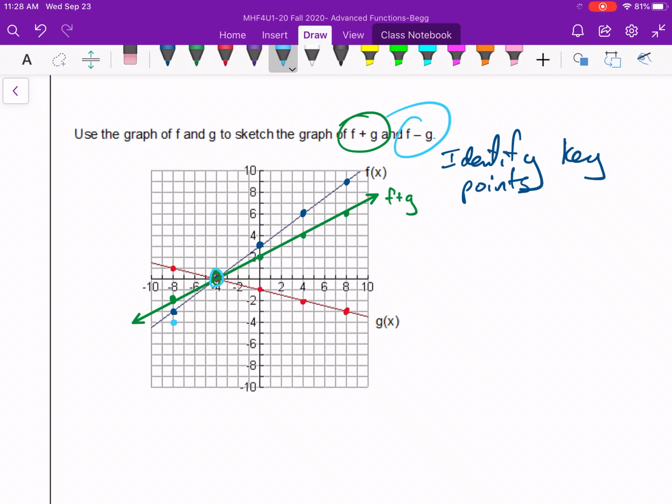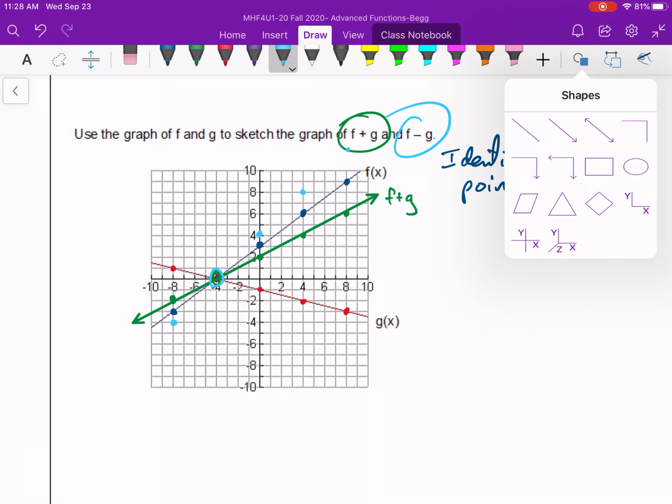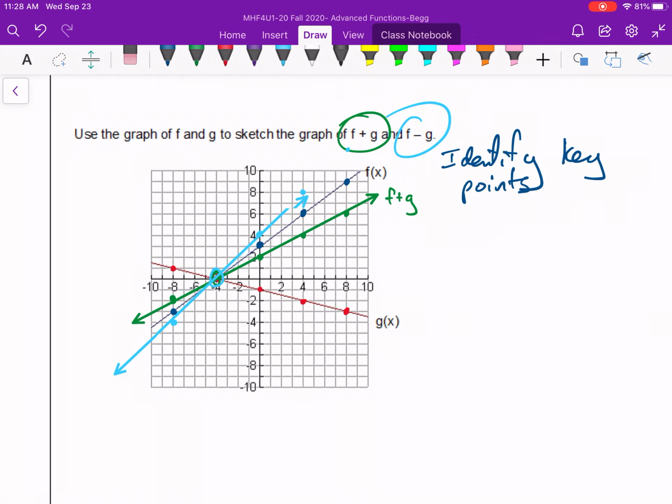Again, I'm still going to have 0 because 0 minus 0, no matter how you do it, is still 0. Then I've got 3 minus negative 1 for this one. Again, we've got a double negative going on here. Now we end up with a positive 4. For this one, we've got 6 minus negative 2. That's going to give me positive 8. And then for the last one, I've got 9 minus negative 3, that's going to give me positive 12, which is off the graph, but it's going to be up there somewhere. Here's the sketch. And that's f minus g.